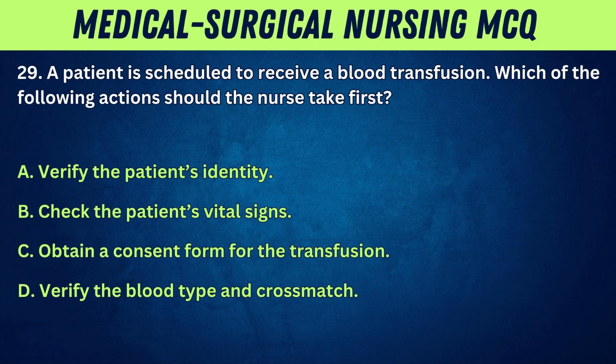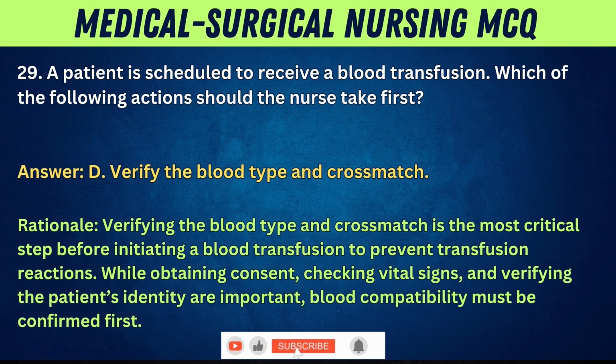29. A patient is scheduled to receive a blood transfusion. Which of the following actions should the nurse take first? A. Verify the patient's identity. B. Check the patient's vital signs. C. Obtain a consent form for the transfusion. D. Verify the blood type and cross-match. Answer: D. Verify the blood type and cross-match.